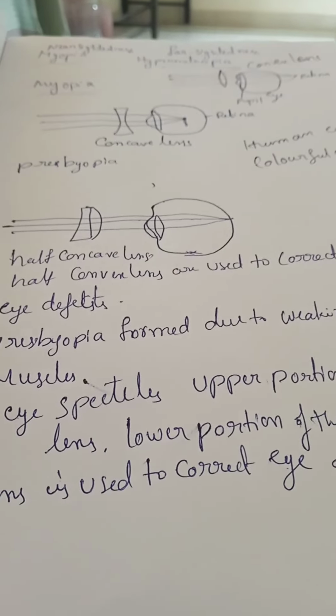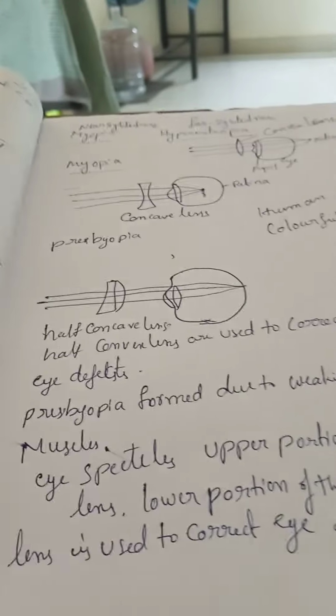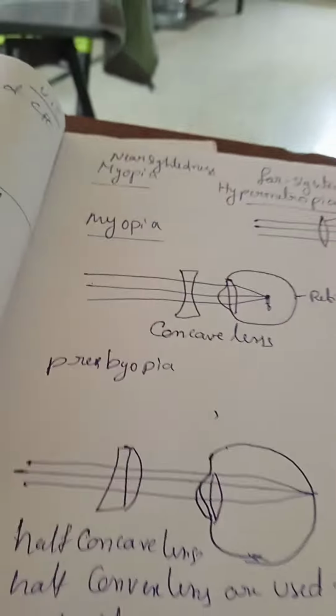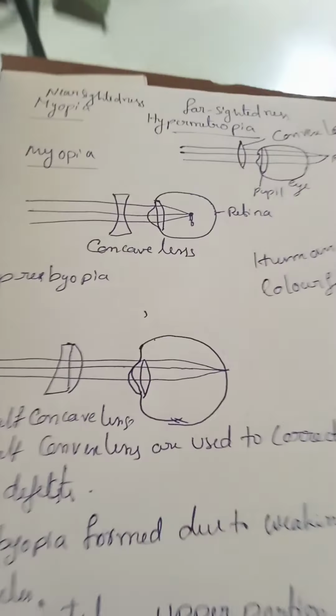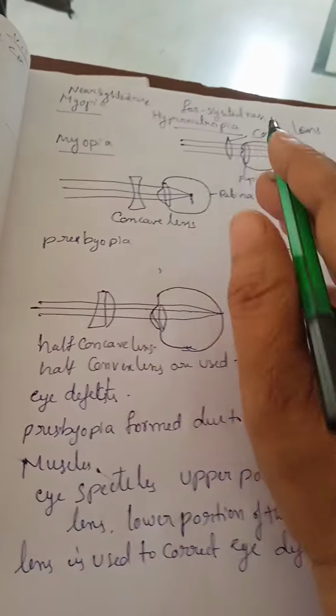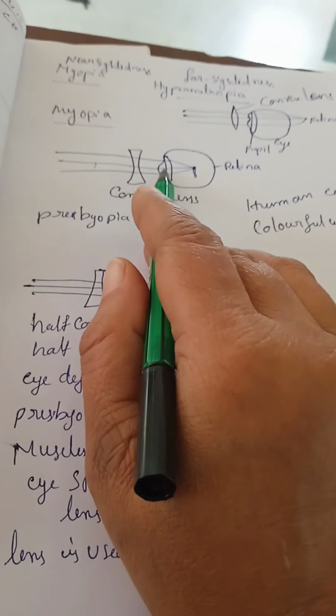So here we have the two types of vision defects, myopia and hypermetropia. Myopia is nearsightedness. Hypermetropia is farsightedness. In myopia, this is the eye lens, this is the eyeball.